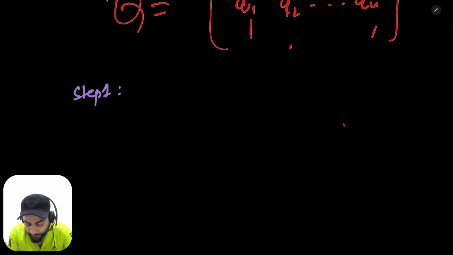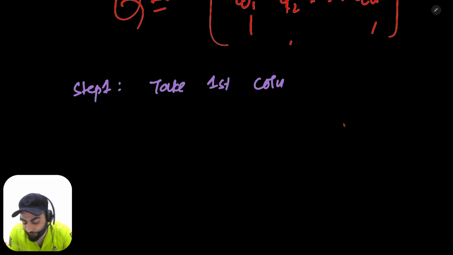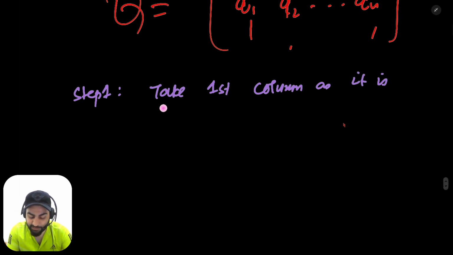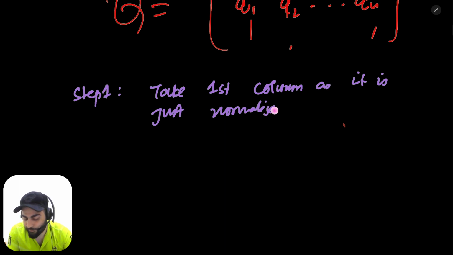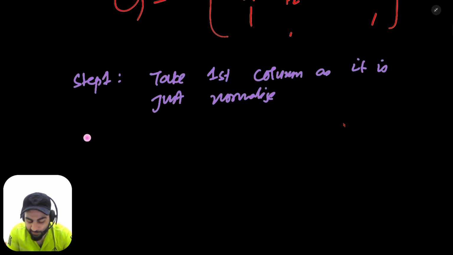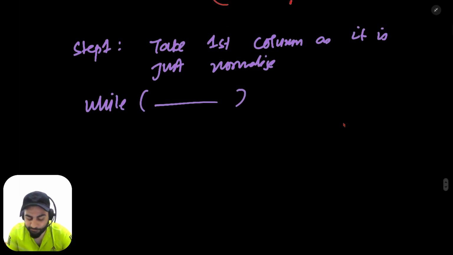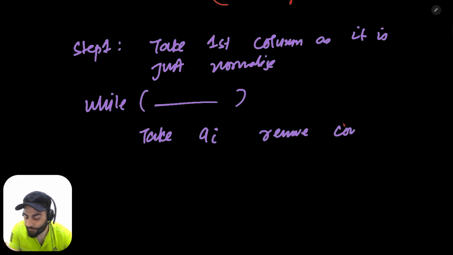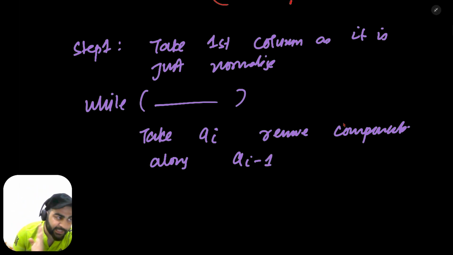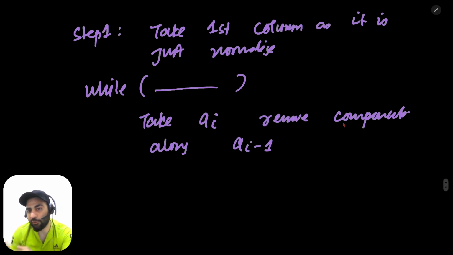In order to write this procedure: step one, take the first column as it is, just normalize it in order to make it a unit vector. Step two is a while loop, because this is an iterative process. While there is a column, take that vector, let's suppose ai, and remove components along ai minus 1. So for example, if you take A3, remove the A2 component, remove the A1 component. If you take A11, remove the components along A10, A9, A8 until A1. Remove all the components that we have along the other axes.